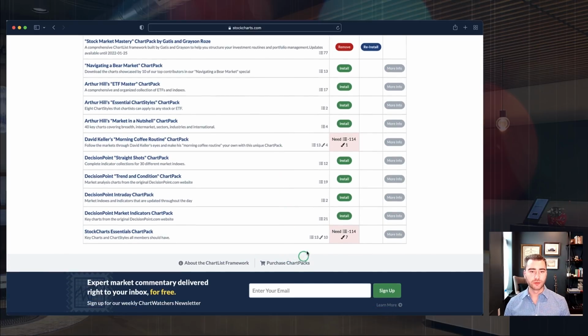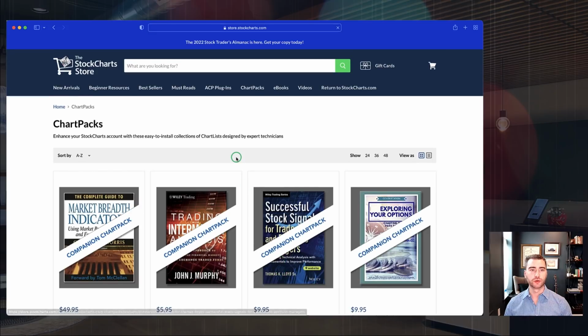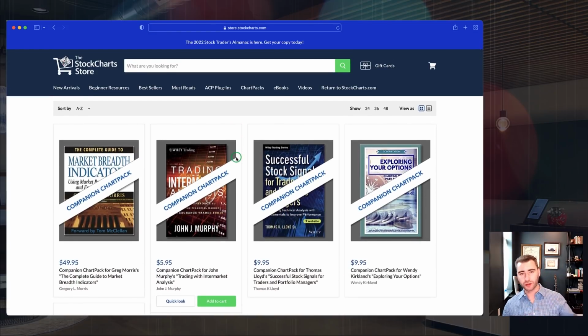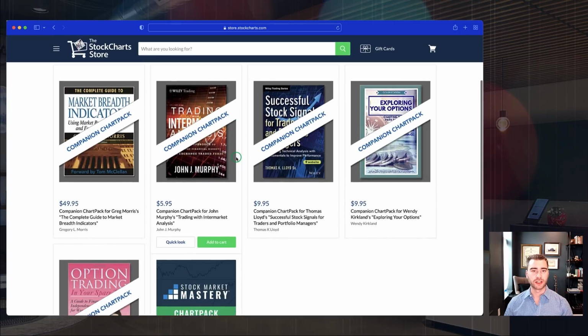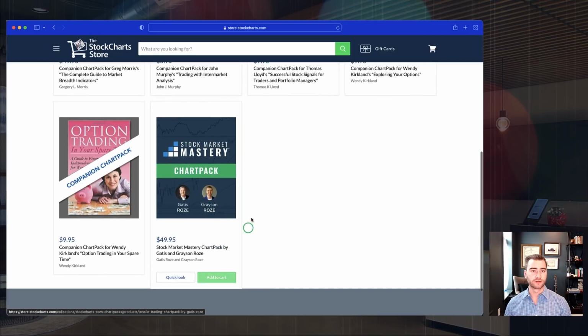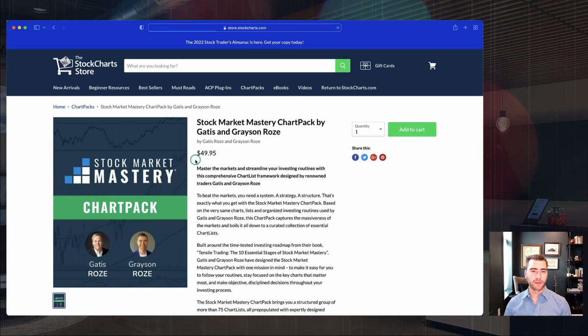But by the way, you do have this option at the bottom to purchase chart packs. If we give this a click, this is going to take us over to the chart packs area of the StockCharts store. We have a few more chart packs that aren't listed on that manage page available here. A lot of them are companions for books, but this is also where you'll find the Stock Market Mastery chart pack page. So you can come here and give this a click.